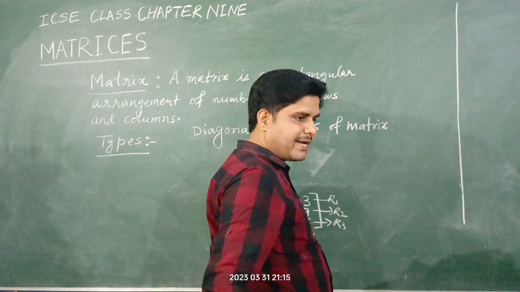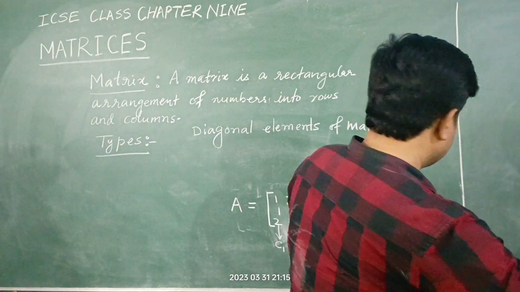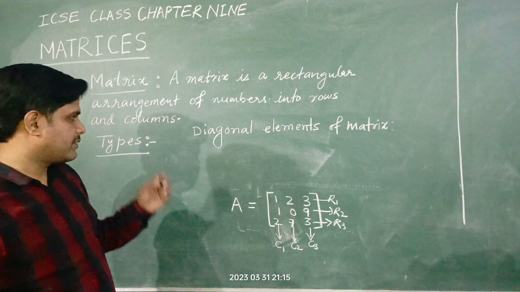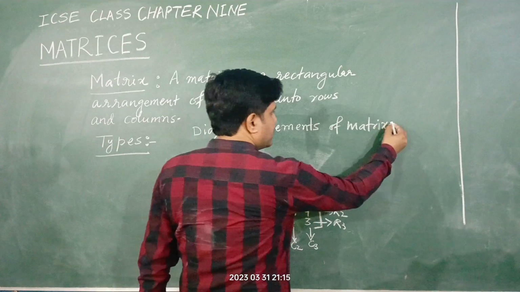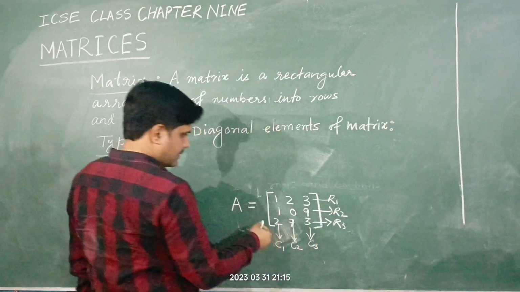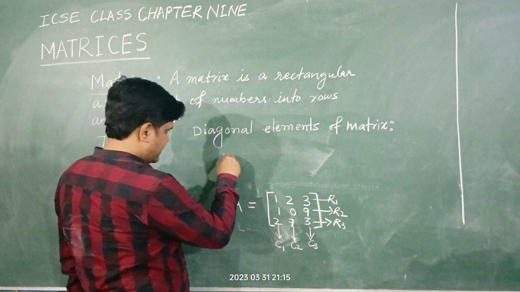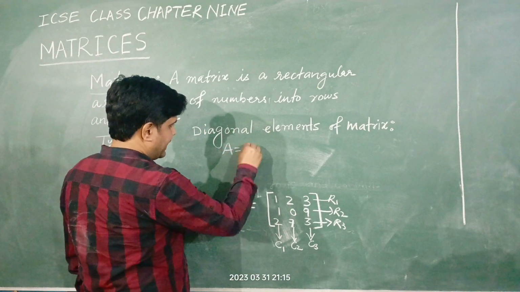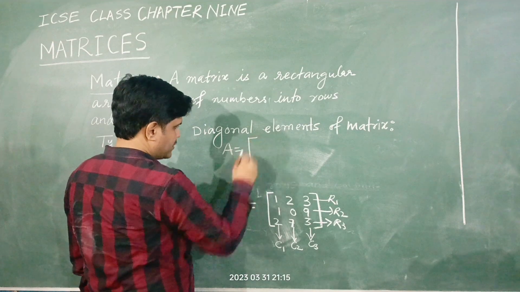Diagonal elements of a matrix. How do we understand that? Let's first take a square matrix, for example. And yes, diagonal elements are only possible in the case of a special matrix, which is a square matrix.